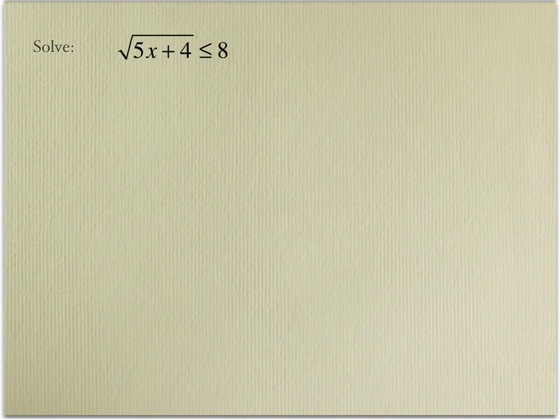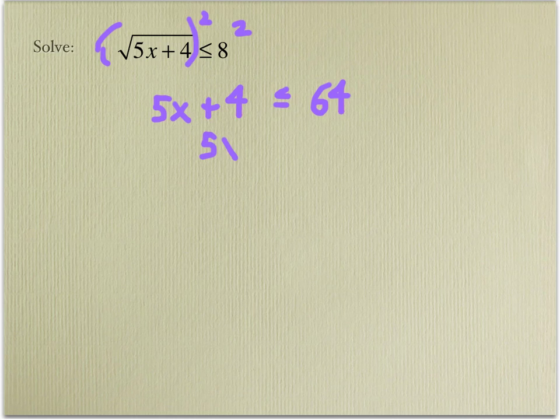Watch out for those. Here then talks about inequalities, and with inequalities, same type of thing here. Again, I want to rid myself of this square root sign, so I'm going to square both sides. So I get 5x plus 4 less than or equal to 64. No problem there. I'll subtract 4 from each side. So 5x is less than or equal to 60. This works out pretty nice. X is less than or equal to 12.